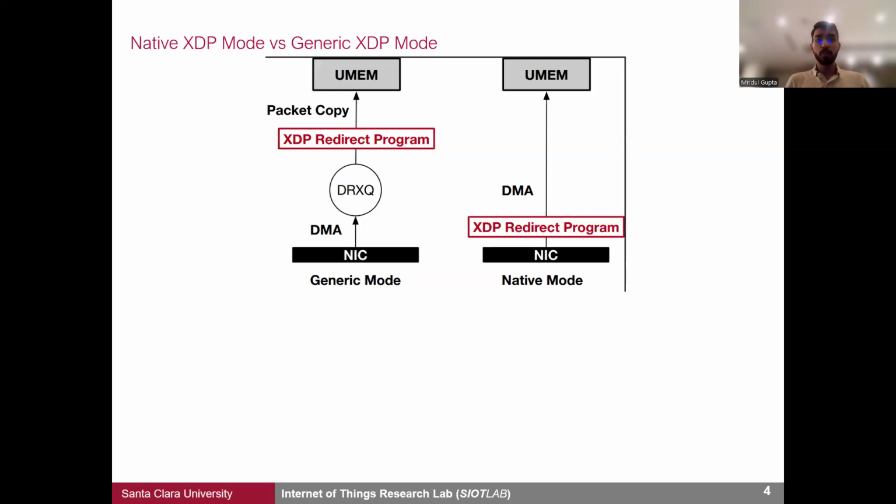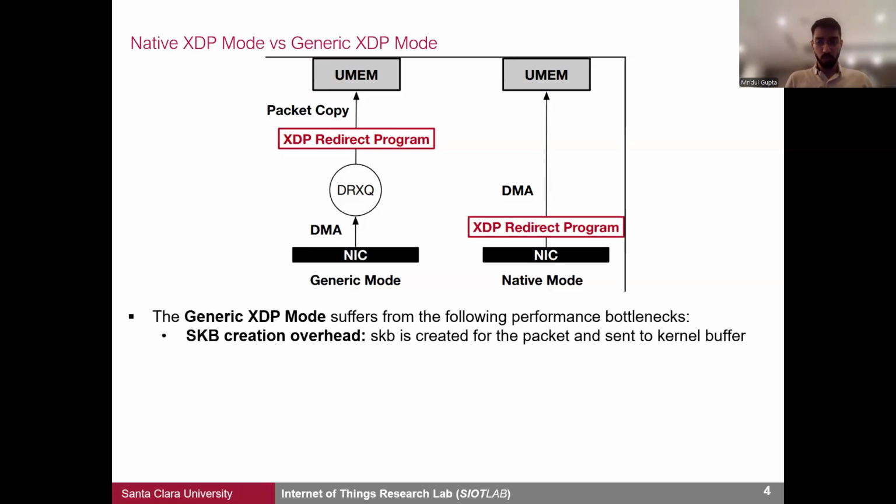Now we look at the differences between the native XDP mode and the generic XDP mode. The diagram here provides a high-level overview of the differences between the two modes. First, the XDP redirect program, when using the generic XDP mode, suffers from two bottlenecks. Firstly, the XDP redirect program attaches to the NIC after the creation of the socket buffer. As a result, some level of packet processing has already been carried out in the Linux kernel before it is received by the XDP redirect program.